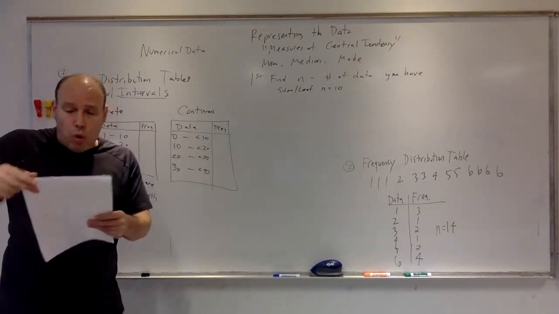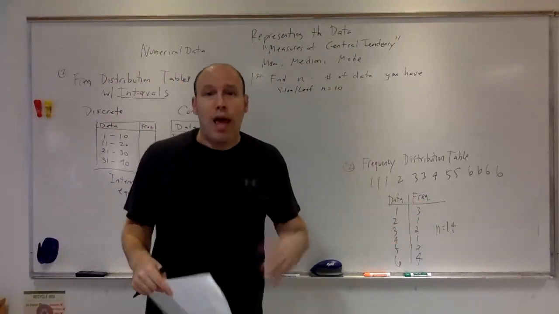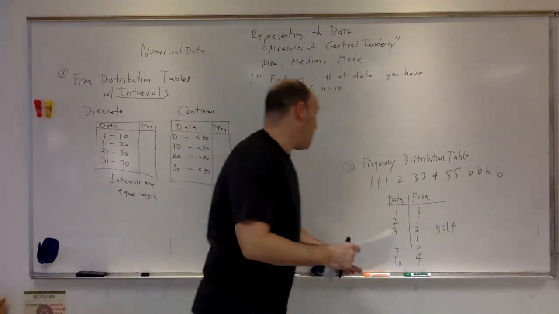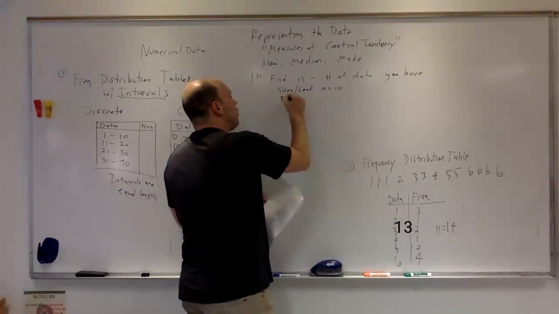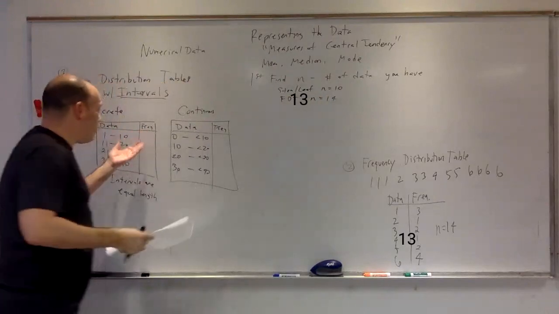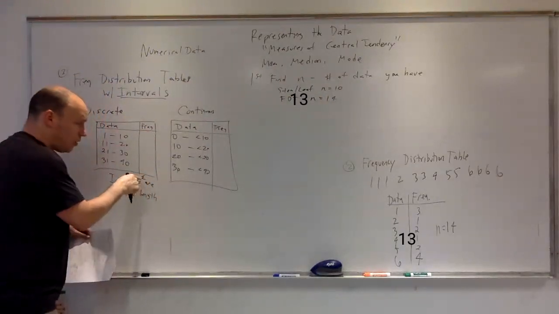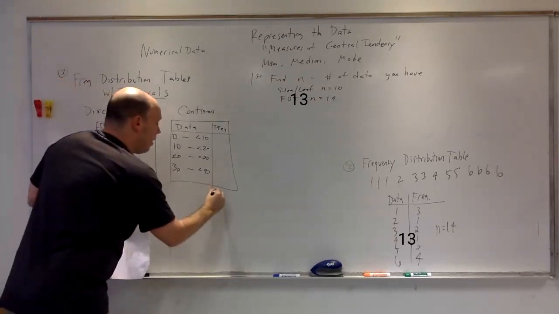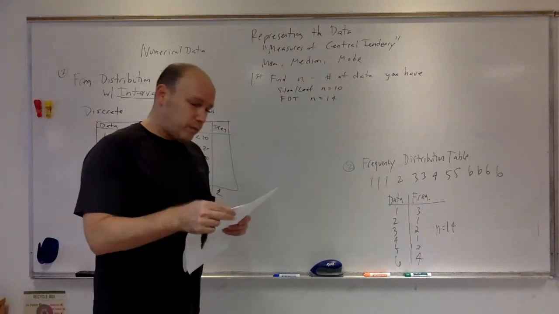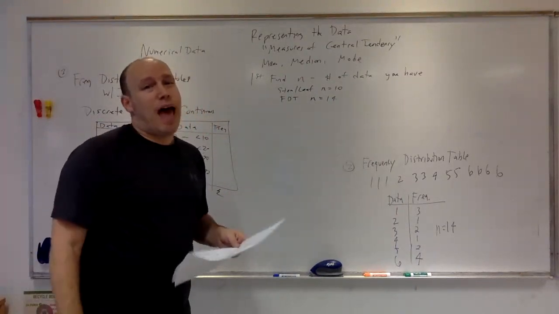In general, what can you do? Well, you look at your frequency column and have your computer or technology do a summation. So right here, N is 14. For the frequency distribution table, N equals 14. Once again, you'd add up the frequencies to figure out what N is.